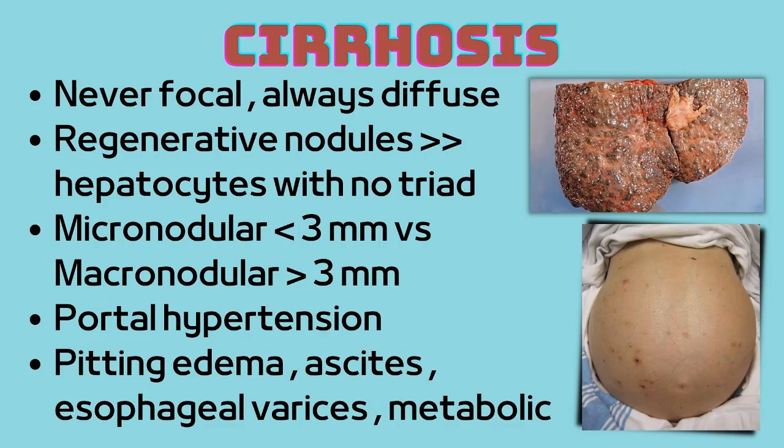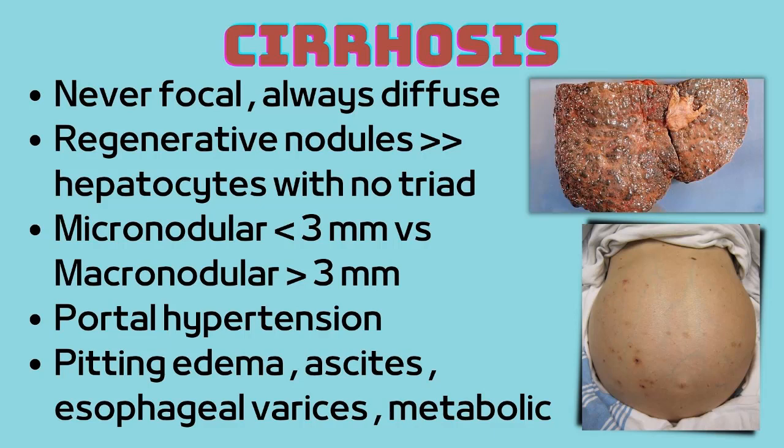All right, so this is cirrhosis. Got bumps all over the place. Got these regenerative nodules. This is a histologic section of it, and you can see these nodules. Anybody see any triads in there? Nope. I mean, there's not even a space in there. Why? Because it's wall-to-wall hepatocytes. Okay, and they're surrounded by fibrous tissue.